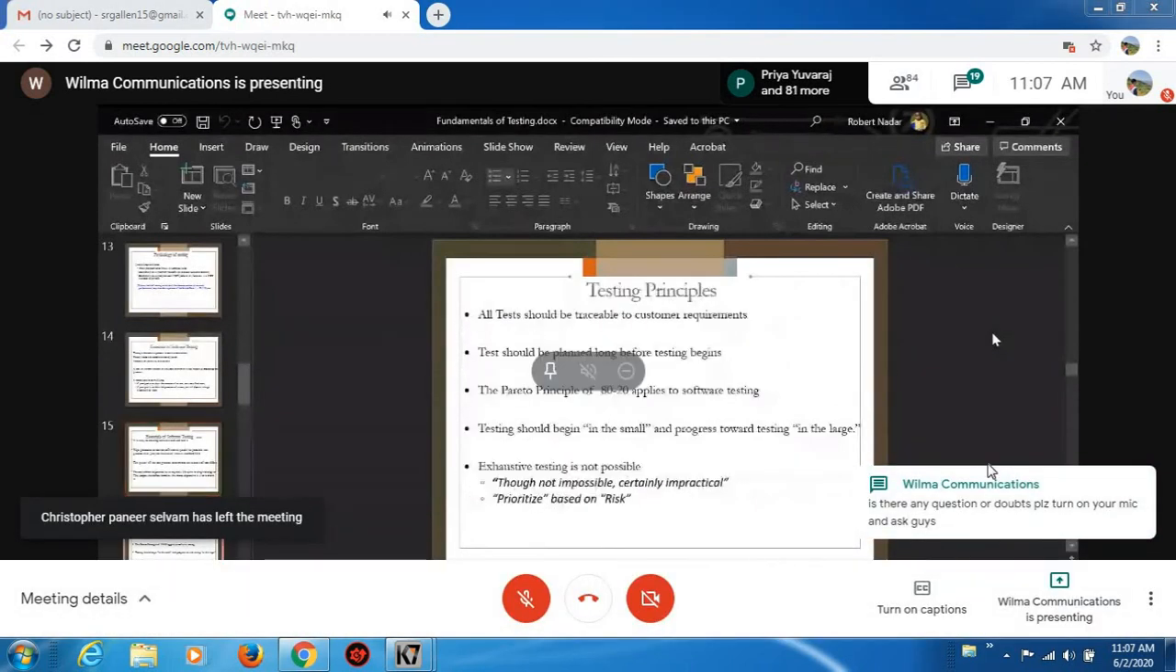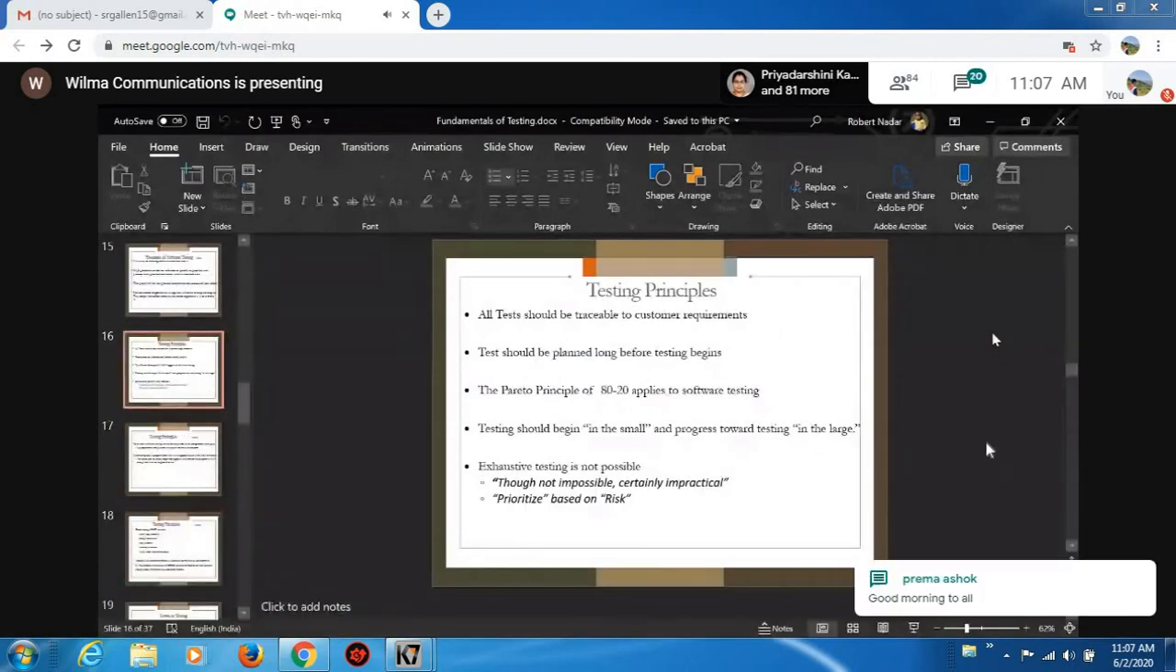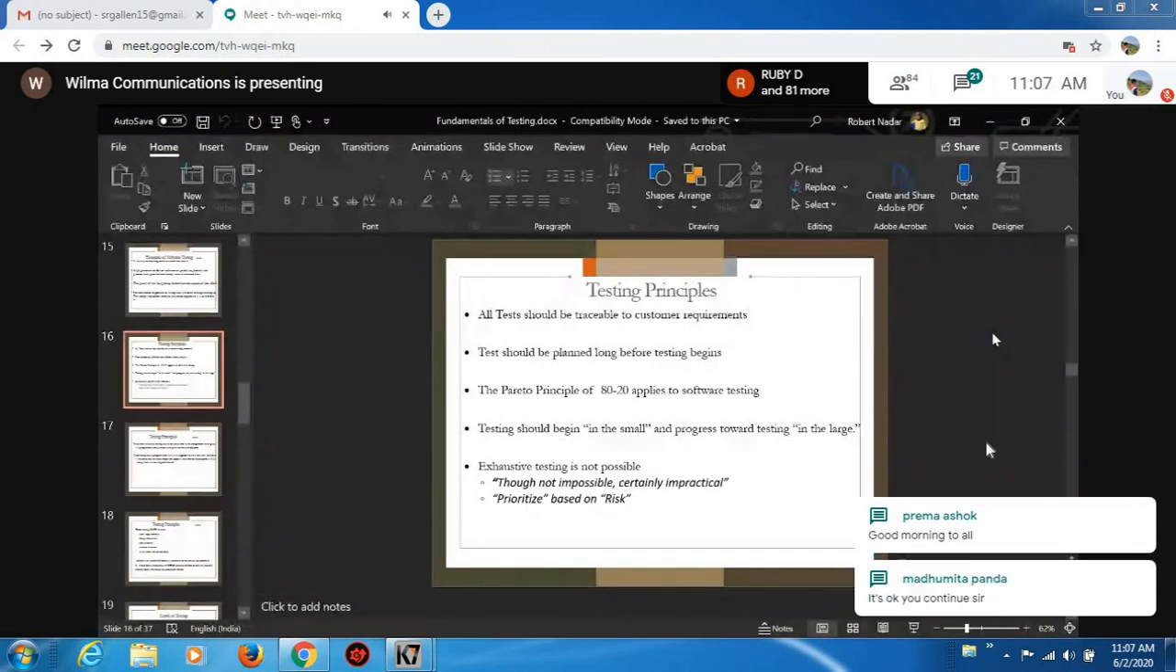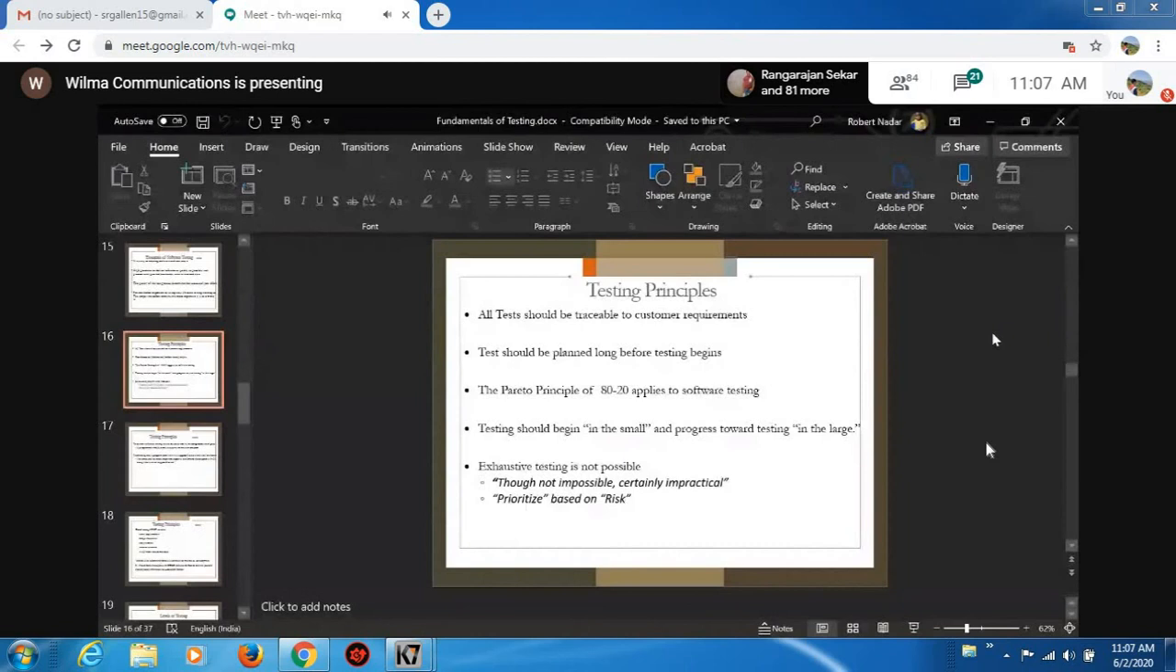We can see some of the principles. What are the testing principles? All tests should be traceable to the customer requirement. When you are planning the testing, it should match the customer's requirement. What your customer is expecting, what the customer has given as requirement, should be traceable.